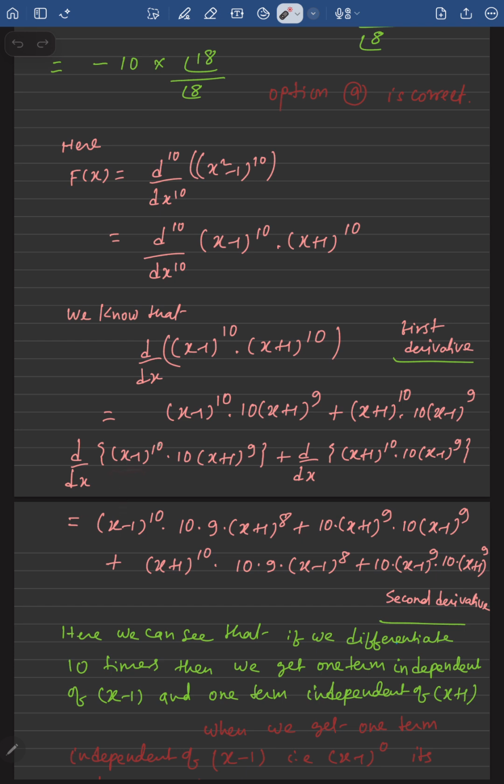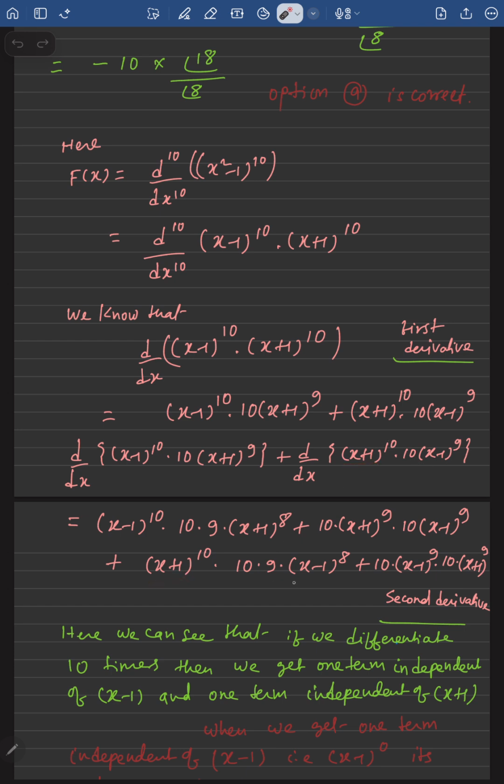So (x minus 1) power 10 into 10 into 9 into (x plus 1) power 8. Again this whole will come together: 10 into (x plus 1) power 9 into the differentiation of this, 10 into (x minus 1) power 9, and again this term, (x plus 1) power 10 as it is.